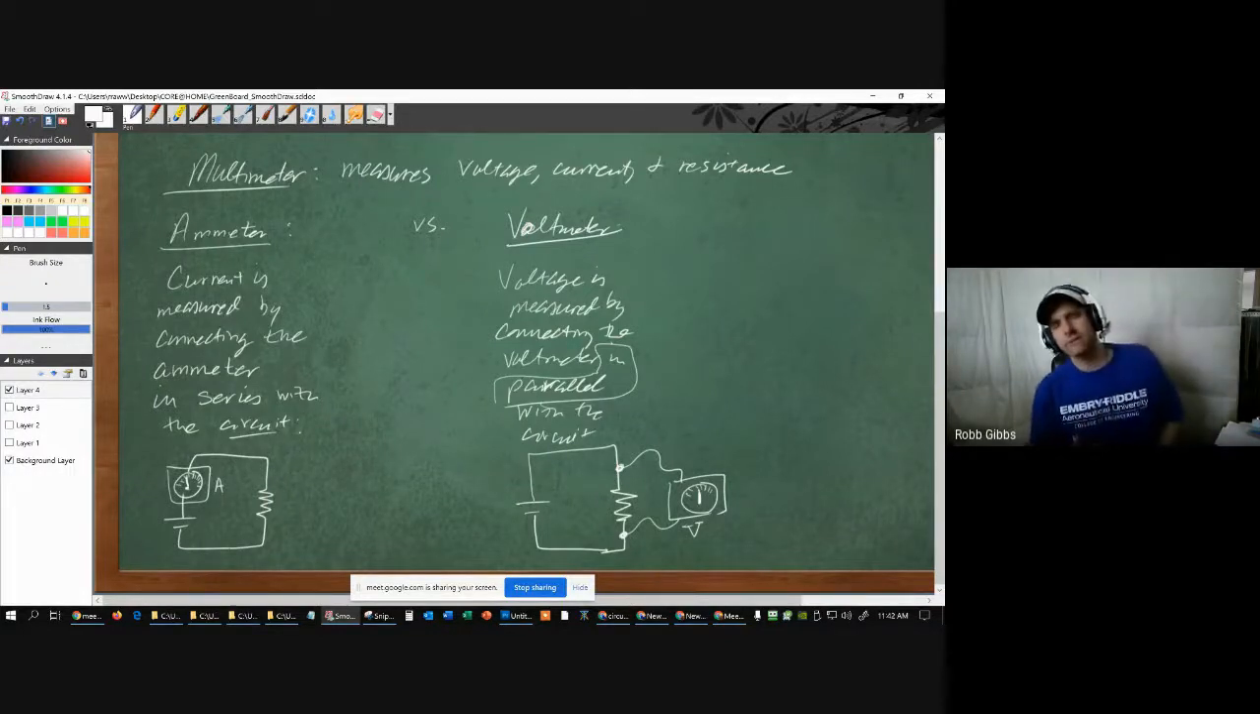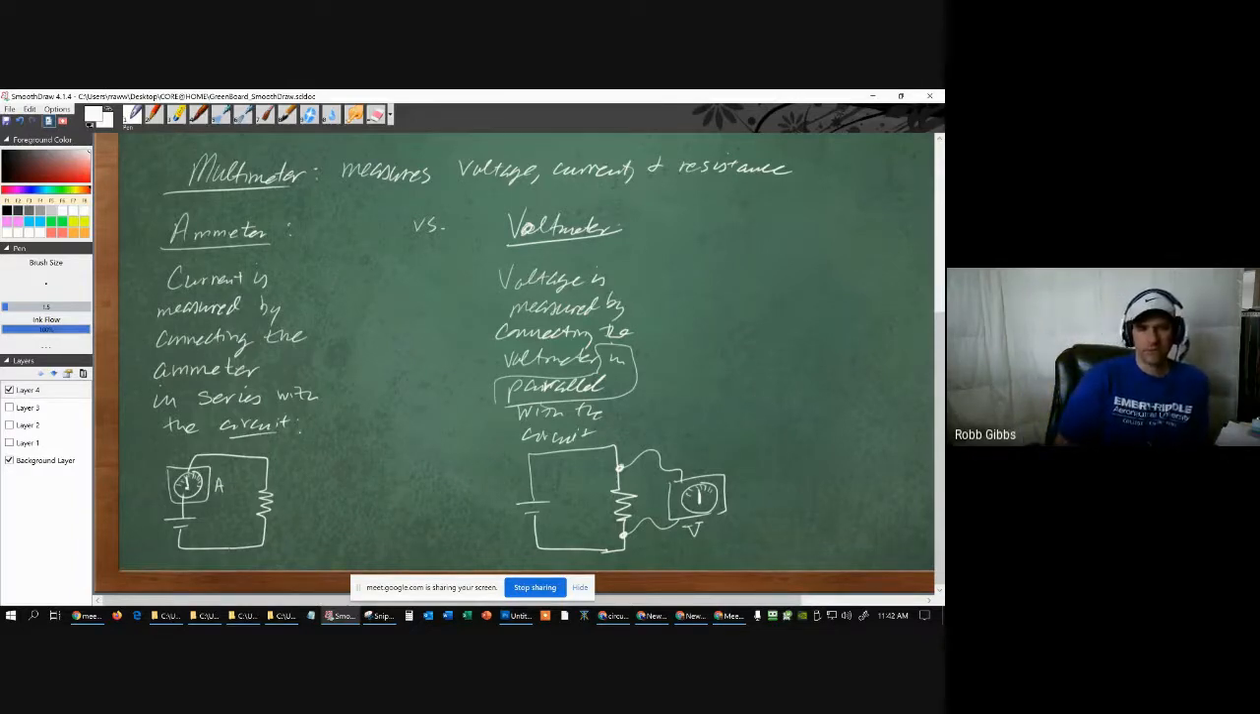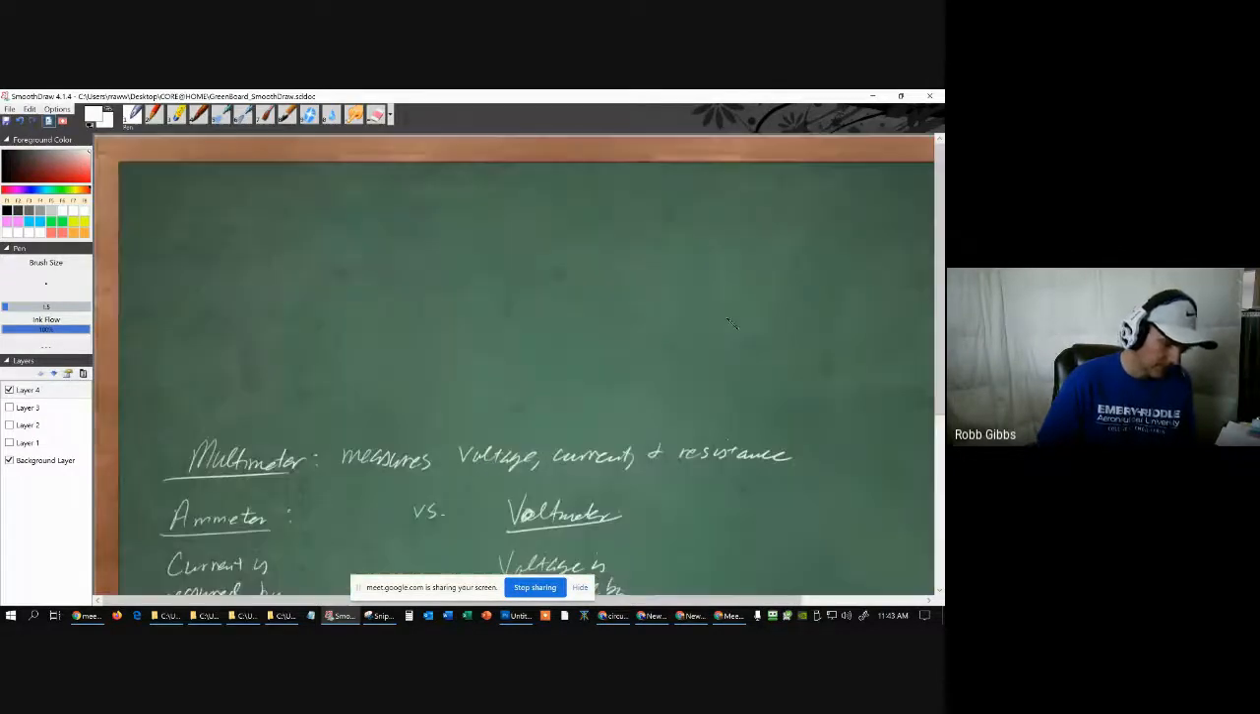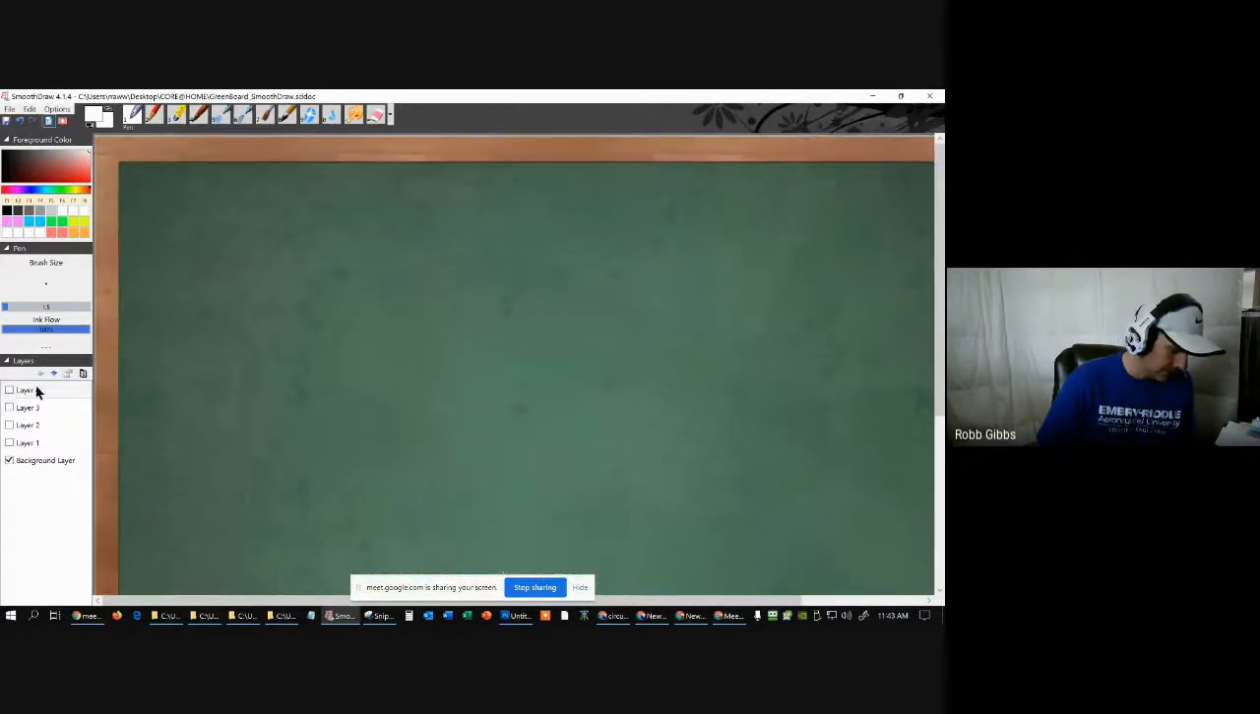With regard to measuring resistance, you can't do so in a circuit, but you can do so across a component that is not inside of a circuit. We can calculate resistance though using Ohm's law.